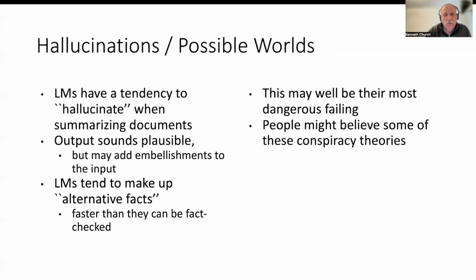Hallucinations in possible worlds. These models have a tendency to make stuff up. Often the stuff they make up sounds plausible, but the embellishments just aren't there. Language models have a tendency to come up with alternative facts faster than we can fact check them. And this might be their most dangerous weakness. People might actually believe some of these conspiracy theories.